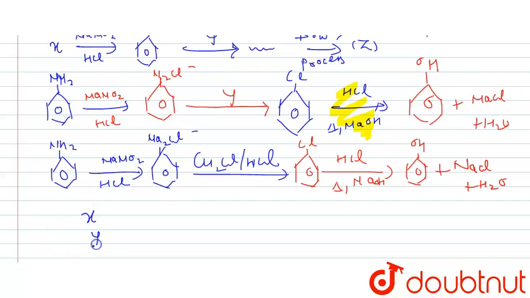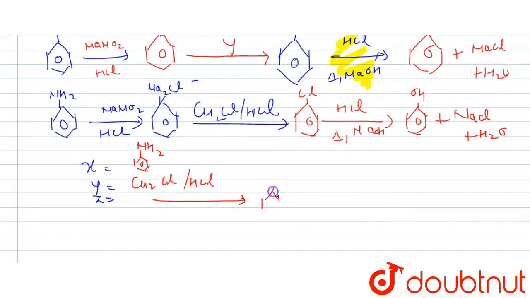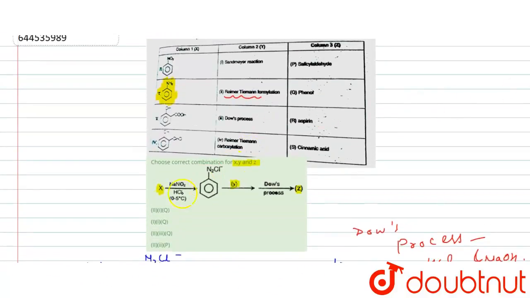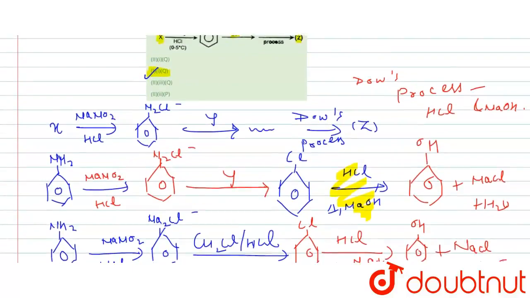So at the place of X, amine takes place. At the place of Y, it is Cu2Cl2 and HCl. And at the place of Z, phenol takes place with NaCl and H2O. So our correct option is option B, which is amine with the Sandmeyer reaction and phenol as the product at the place of Z. So the correct option is option second.